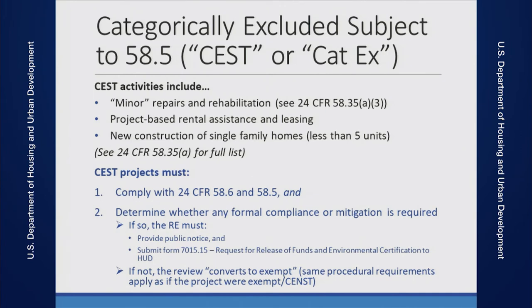So moving on, the next level of review is categorically excluded subject to 58.5, also known as CEST or CEX. Again, our regulations at 24 CFR 58.35(a) provide a complete list, but the basic types of projects that fit into this level of review are minor rehab, project-based rental assistance, leasing, and new construction of less than 5 housing units. If you're wondering if a proposed project is minor rehab, which would be categorically excluded, be sure to check 58.35(a)(3), which lays out the very specific criteria.